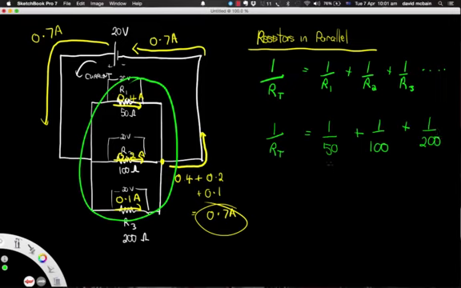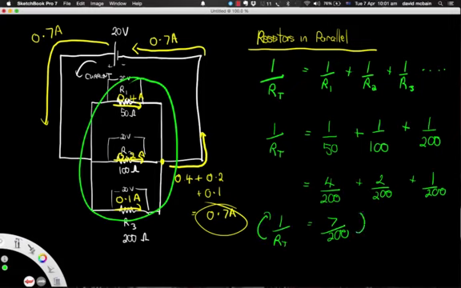Okay, so what I'm going to do now, I'm going to make those all the same denominator to make it easier. So that's going to be 4 over 200 plus 2 over 200 plus 1 over 200, which is 7 over 200. So 1 over RT equals 7 over 200. Well, therefore, to work out what RT is, I need to flip that fraction upside down. So RT actually equals 200 divided by 7.